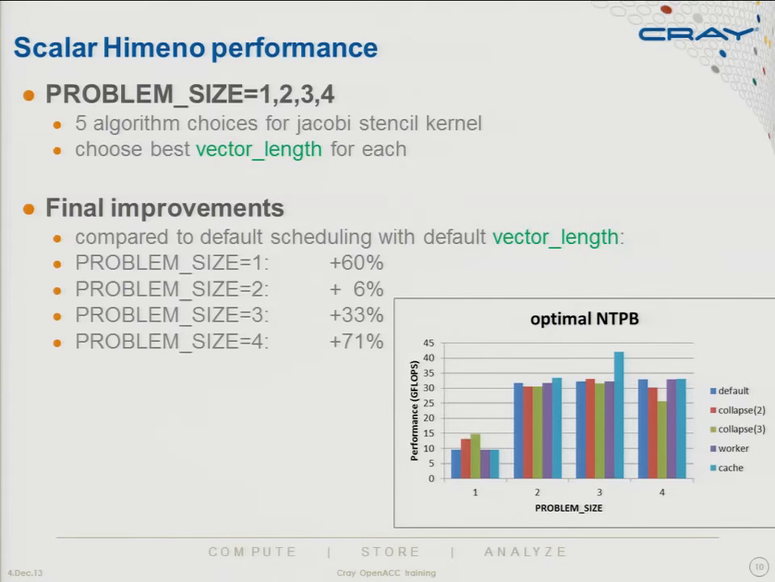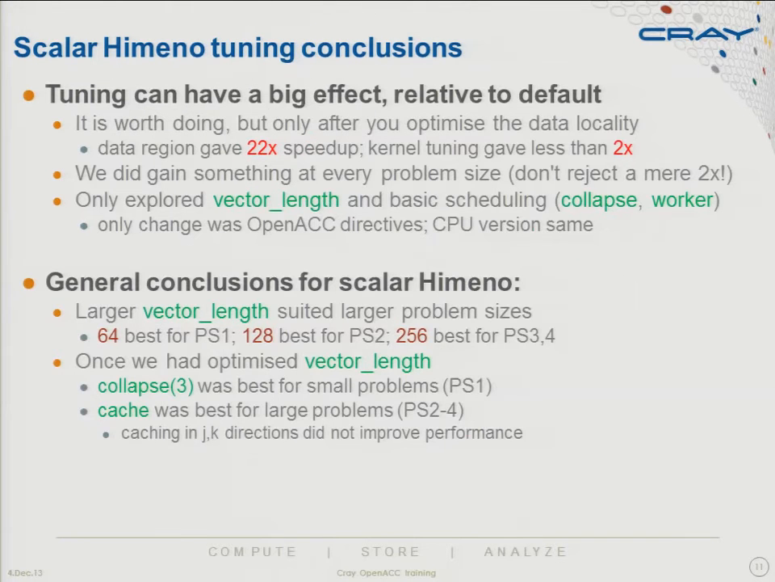But if I do that, if I choose the best algorithm and the best vector length, and I compare that to the default, which is 128 threads with the default schedule, what can I get? For all the problem sizes, I get a performance increase. For problem size 2, I get the least, but I can gain 30%, 60%, 70% in performance by doing this. So performance tuning can be worth it, but don't forget that we got a 20 times speed up by minimizing data movements. So do that first before you look at kernel optimizations.